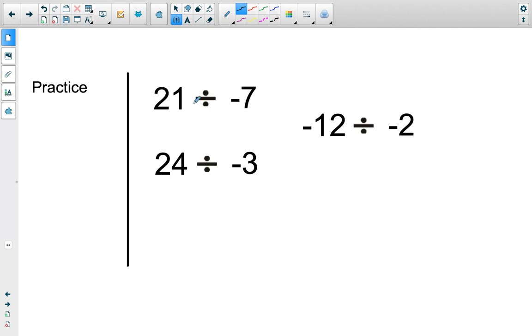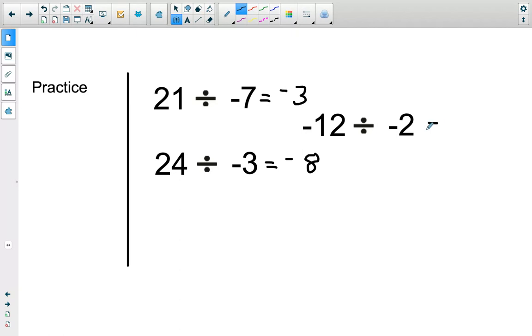Let's do a quick little practice. I have a positive divided by a negative. My signs disagree, so my answer will be negative. 21 divided by 7 is 3. I have a positive divided by a negative. My answer will be negative because my signs disagree. 24 divided by 3 is 8.